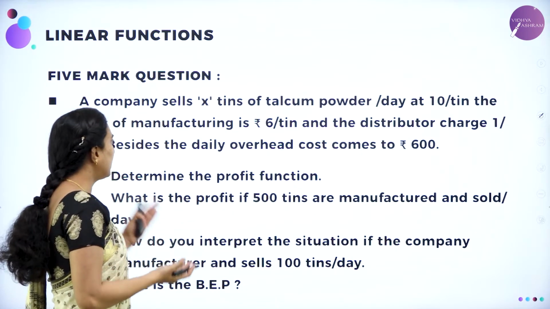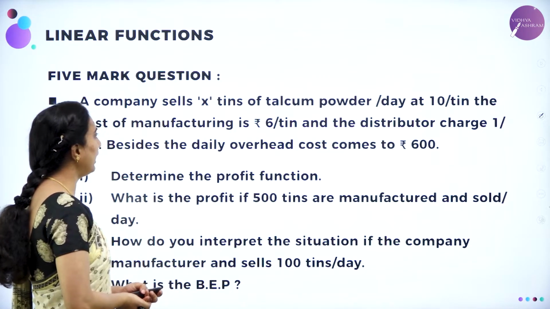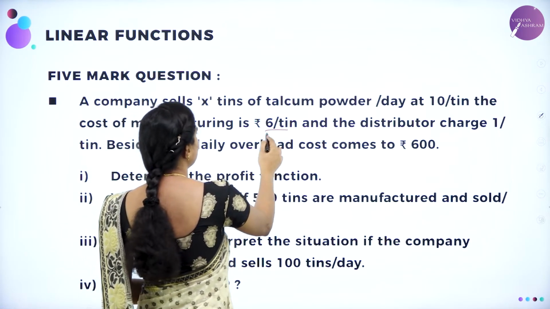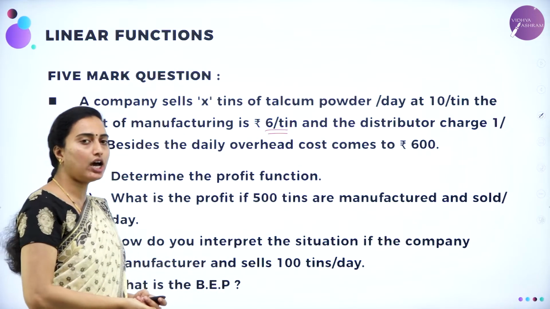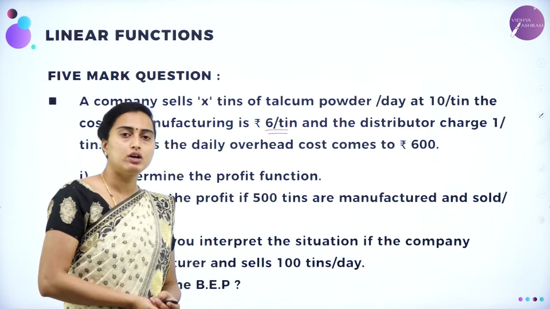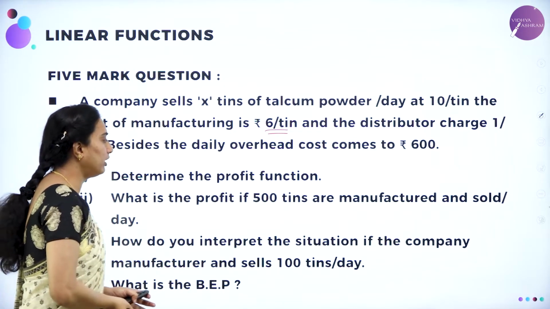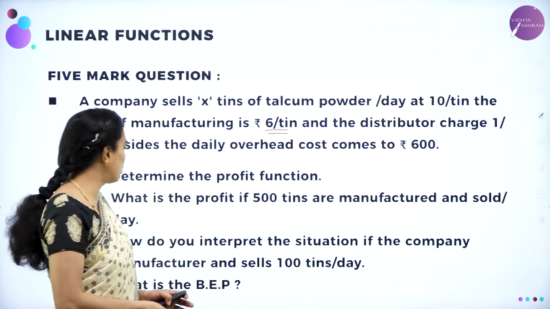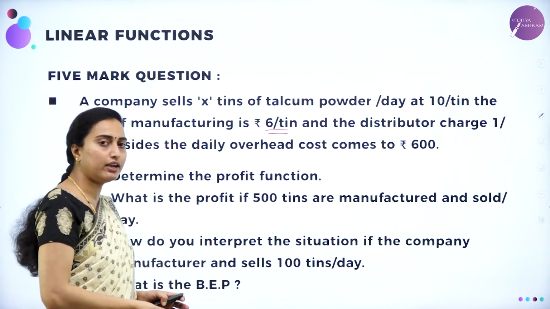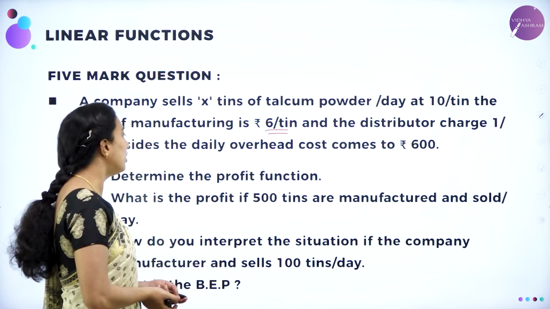What have they asked? A company sells X tins of a talcum powder per day at 10 per tin. The cost of manufacturing is rupees 6 per tin and the distributor charges rupees 1 per tin. Besides, the daily overhead cost comes to rupees 600. Determine the profit function. What is the profit if 500 tins are manufactured and sold per day? How do you interpret the situation if the company manufactures and sells 100 tins per day? What is the BEP? So these many questions you need to now answer.